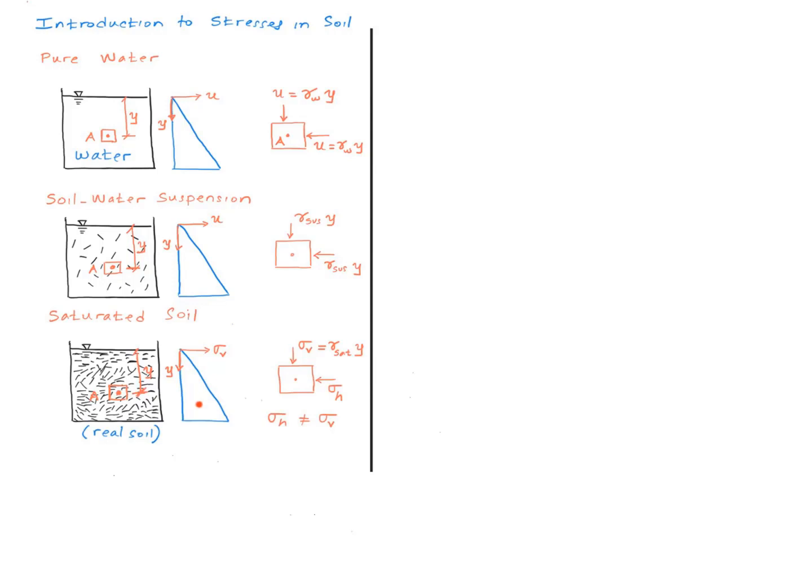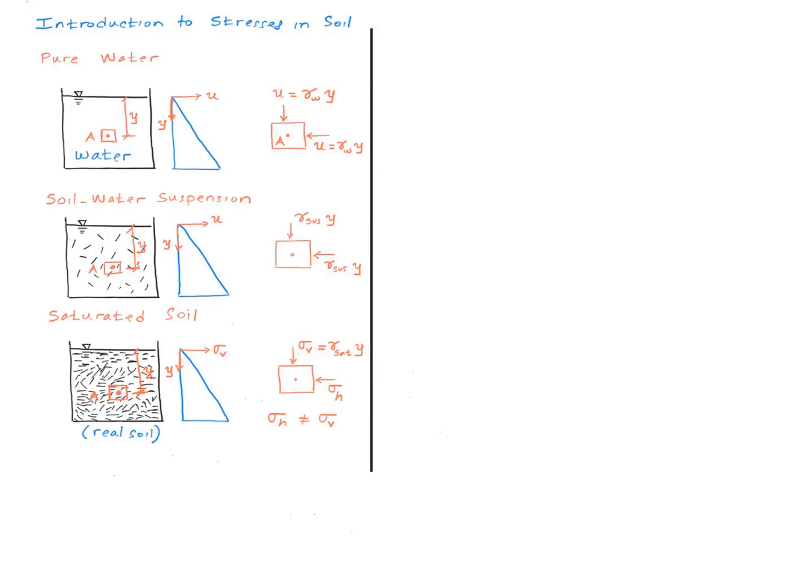My third system is real soil. At this point, let's consider saturated soil. I'll come back to unsaturated soil a little later. So what's the difference between this system and this system? Well, in a real soil, the particles are packed and they are in contact with each other. The pores between the particles are filled with water. So what happened to the stresses?